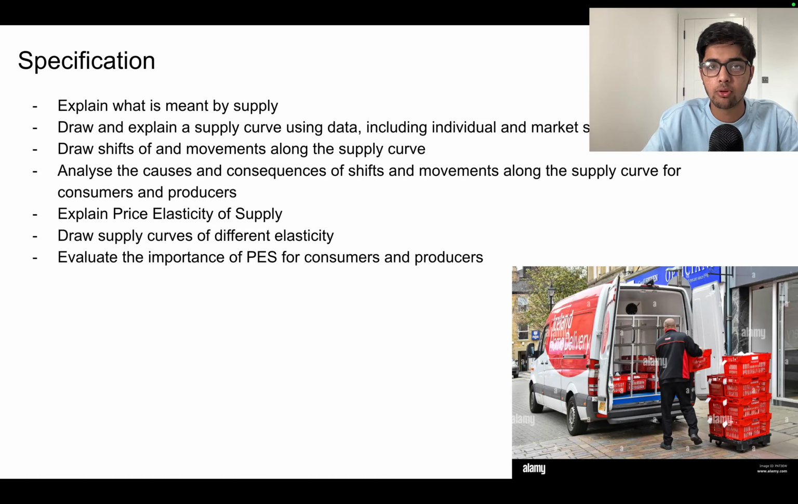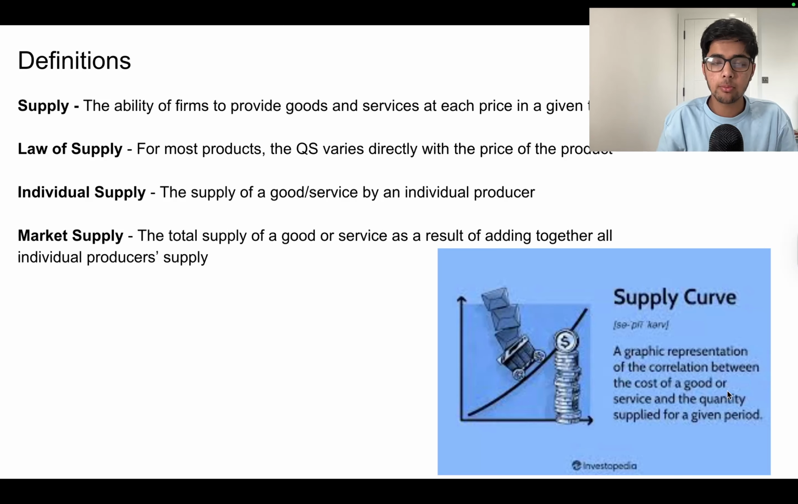The specification points are very similar to the ones in demand, and it has two types of 6 markers they can ask you. These are some important definitions that I'd recommend you memorize. Supply is the ability of firms to produce goods and services at each price in a given time period. The law of supply: for most products, the quantity supplied varies directly with the price of the product.